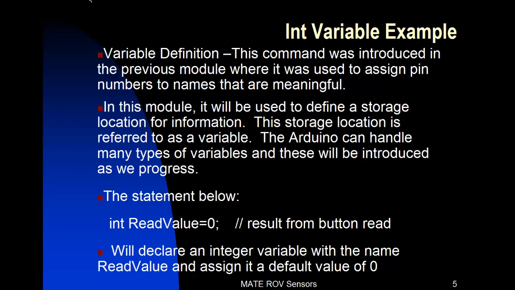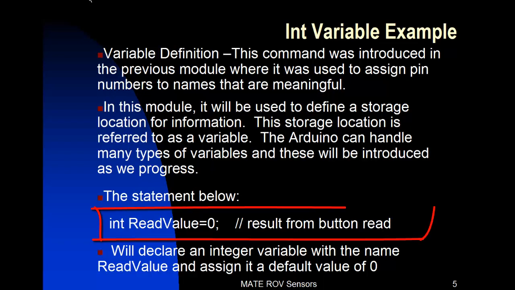In the variable definition, we did have that in the previous module, and we used it to assign pin numbers to names that were meaningful. And in this module we're going to use that same command to define a storage location for information. We'll be able to store ones and zeros or numbers, and we're going to start off by storing ones and zeros. And we use that by, again, the int, a name for that integer. In this case I have an integer name of read value, and then I'm declaring it or defining it as an initial result of 0.